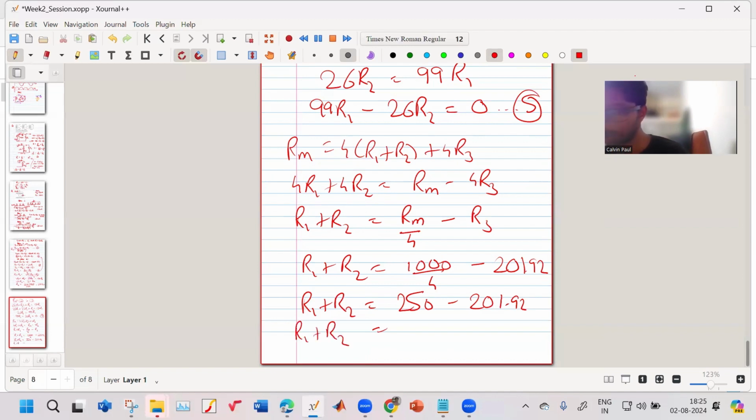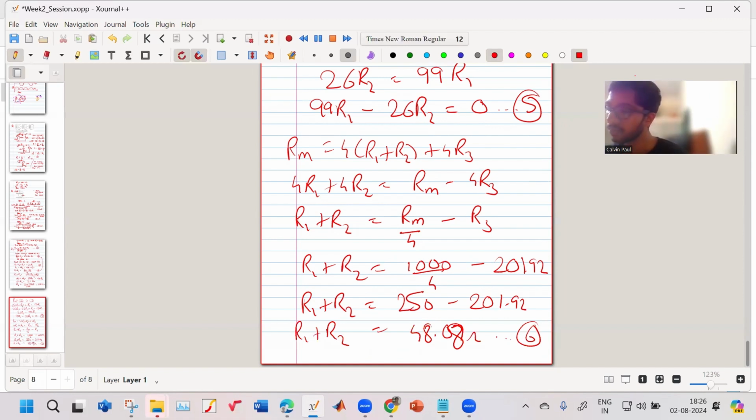So R1 plus R2 comes out to be equal to 48.07 ohm. Okay. So this is equation 6. 48.08 or 48.07, both are almost equal.